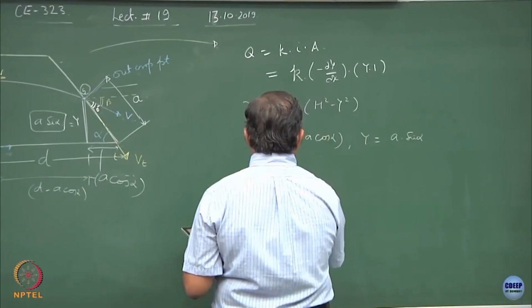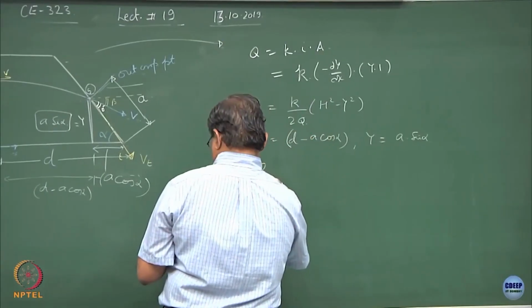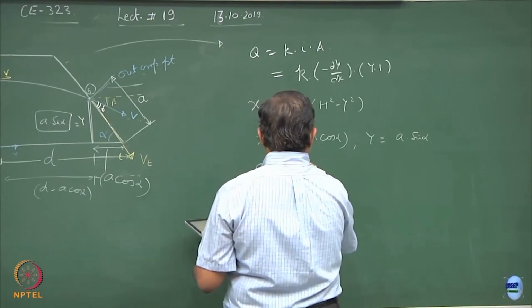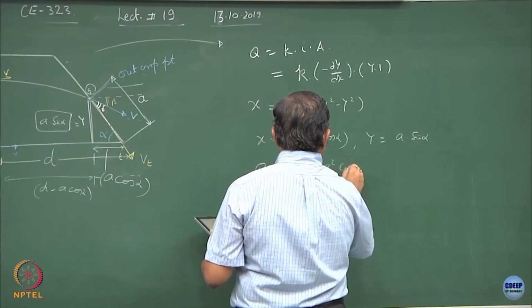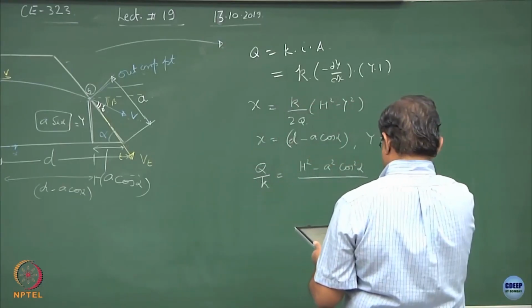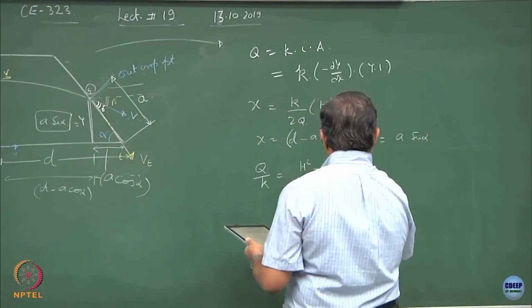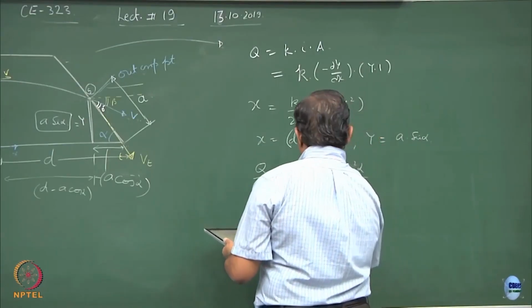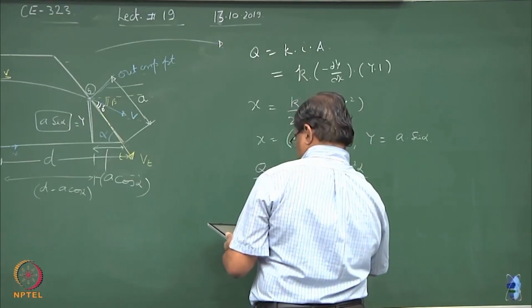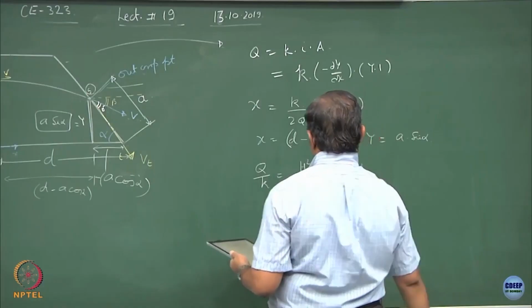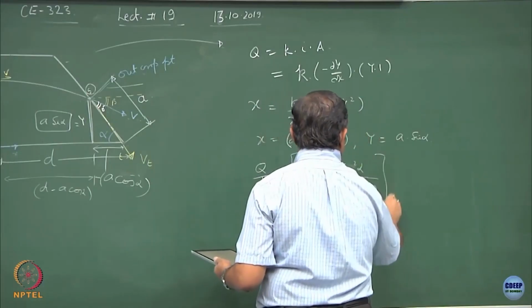If you solve this expression, you will be getting Q by K equal to (H square minus A square cos square alpha minus A square sin square alpha) upon 2(D minus A cos alpha). This is the equation number 1.